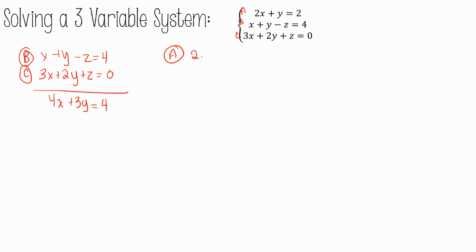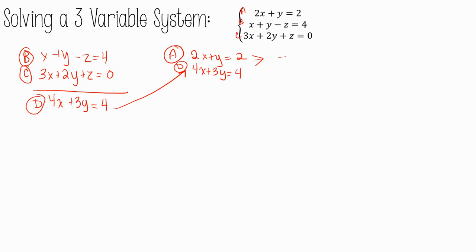Notice my A equation is 2x plus y equals 2. I can pair this together because now I get 4x plus 3y equals 4. I'll call this D so we keep ourselves organized. You don't have to label. If it helps you, great. If it doesn't, that's fine too. So now to eliminate, pick a variable. You can get rid of x or y. I'm going to get rid of x.